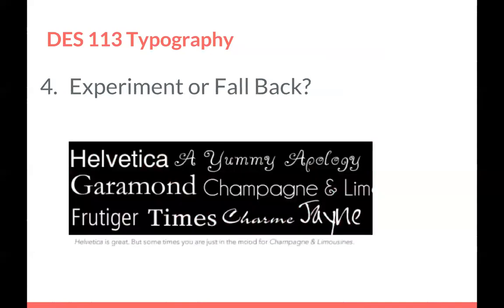So experiment or fall back. Helvetica is great, but sometimes you're just in the mood for champagne and limousines, a different font. Over time, you'll start building a collection of typefaces that have served you well. We all do it as designers. I have been known to go back to what I call my stable of typefaces. They're my tried and true typefaces that I know no matter what, they're my workhorses. They're going to get the job done for me.